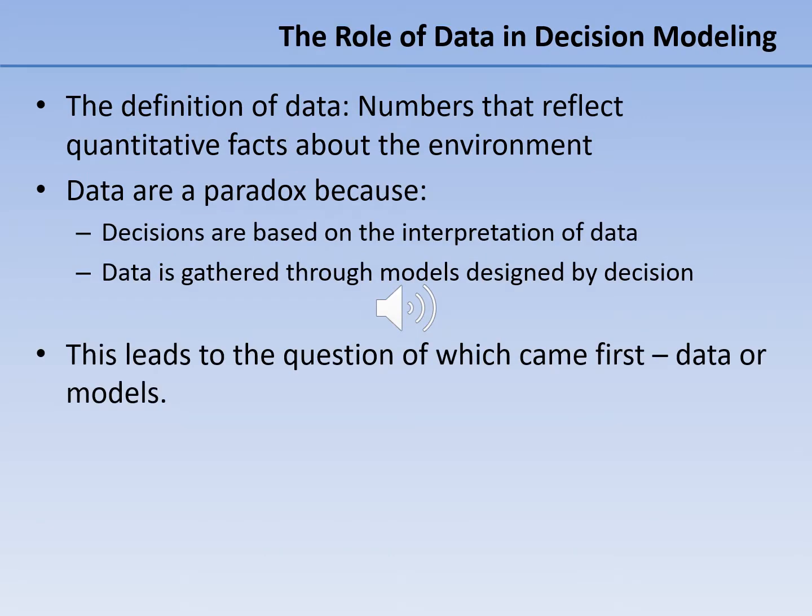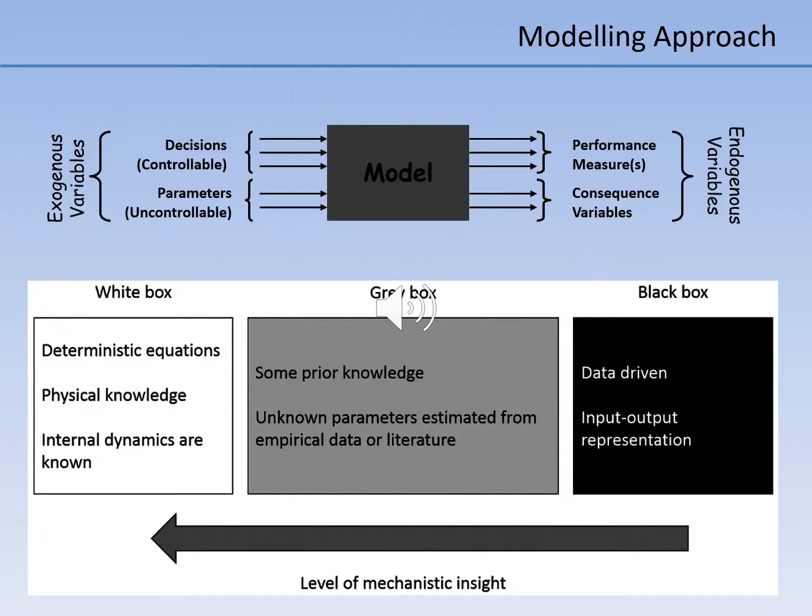Data are numbers that reflect quantitative facts about the environment. They are a paradox because decisions are based on the interpretation of the data, but data are also gathered through models designed by the decision. This leads to the question of which came first, data or models. Both can come first. The gray box model combines a partial theoretical structure with data to complete the model.